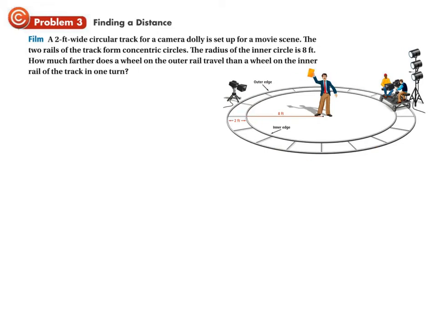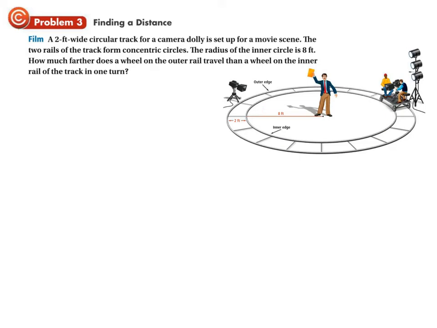Kind of neat. Okay, so a 2-foot wide circular track. This is 2 feet wide here, right? From here to here is 8. For the camera dolly set up for a movie scene, the 2 rails of the track form concentric circles. The radius of the inner circle is 8 feet. Oh, that's from here to here. How much farther does the wheel on the outer rail travel than a wheel on the inner rail of the track in one turn?